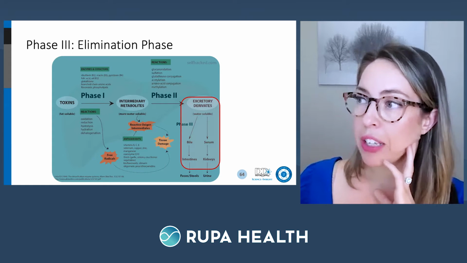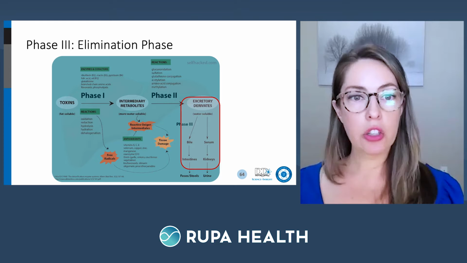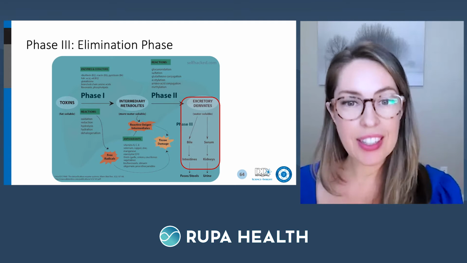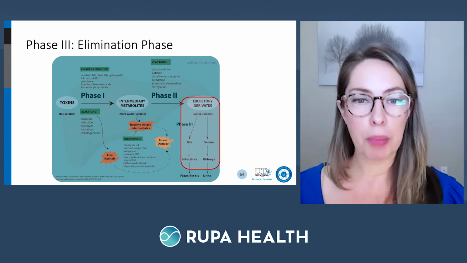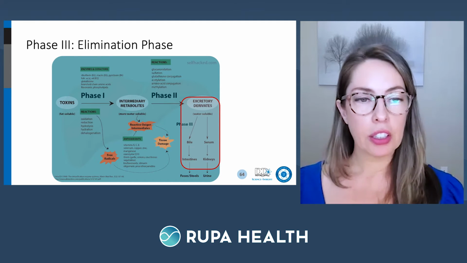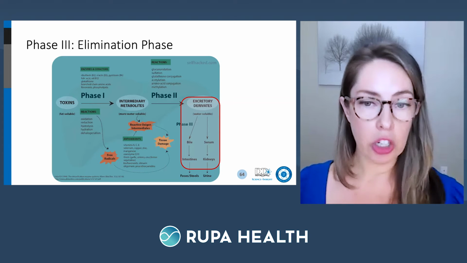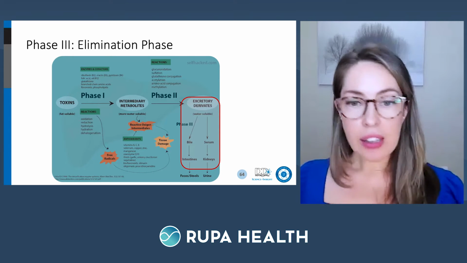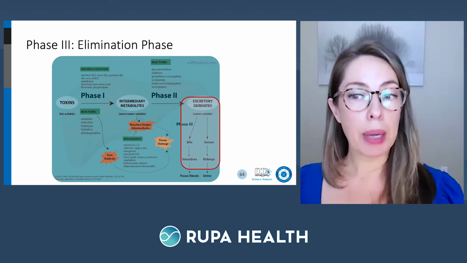Now, this is called phase 3 of elimination. We've got through phase 1, phase 2. We still have to get this water-soluble toxin out of the liver into the bile or blood, moved from the blood into the kidneys or moved from the bile into the digestive tract. So as you can guess, the success of this whole process is only as good as the elimination system.